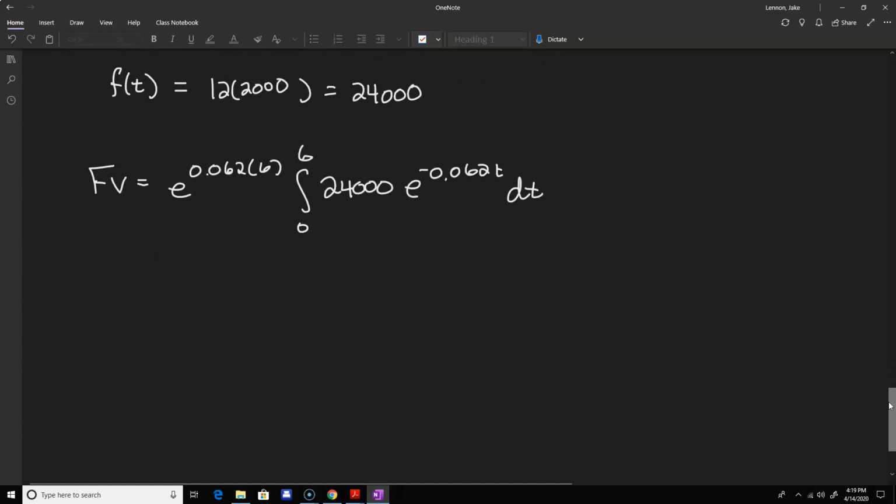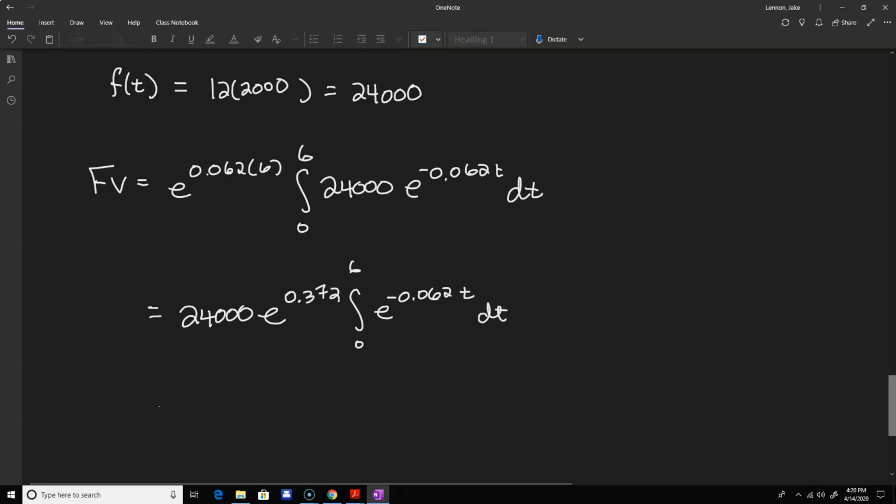We can pull all the constants out front and just figure out what those are. So the 24,000 can come out front. So we've got 24,000 e, and if you do 6 times 0.062, that comes out to 0.372. So that's e to the 0.372. And then we're just integrating from 0 to 6, e to the negative 0.062 t dt.